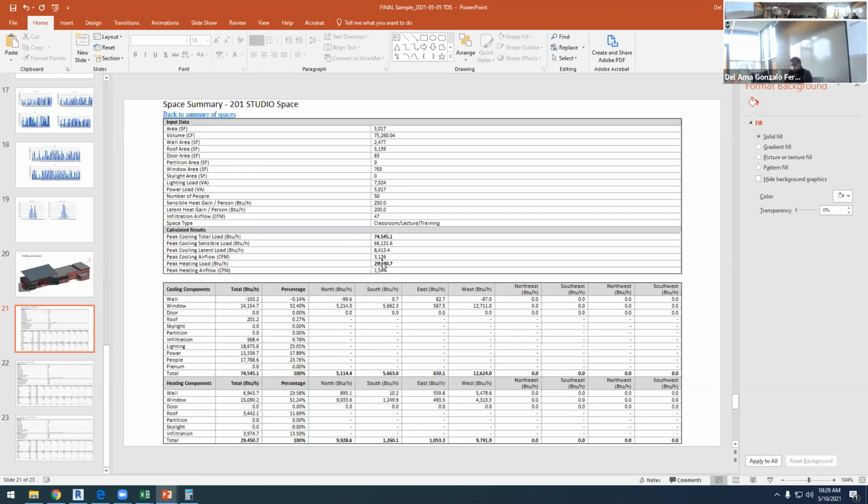So this is the first thing that we have to analyze, and then we can analyze through different components. Make sure that, even with triple glazing, the window shows always the highest heating and cooling load. That's a fact. And here we can look at the infiltration loads. As you can see, for the cooling components, we have lighting, power, people.